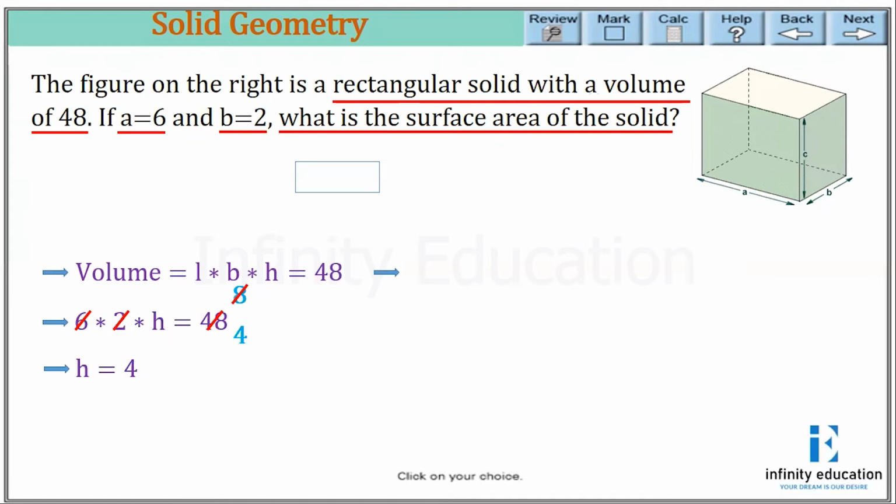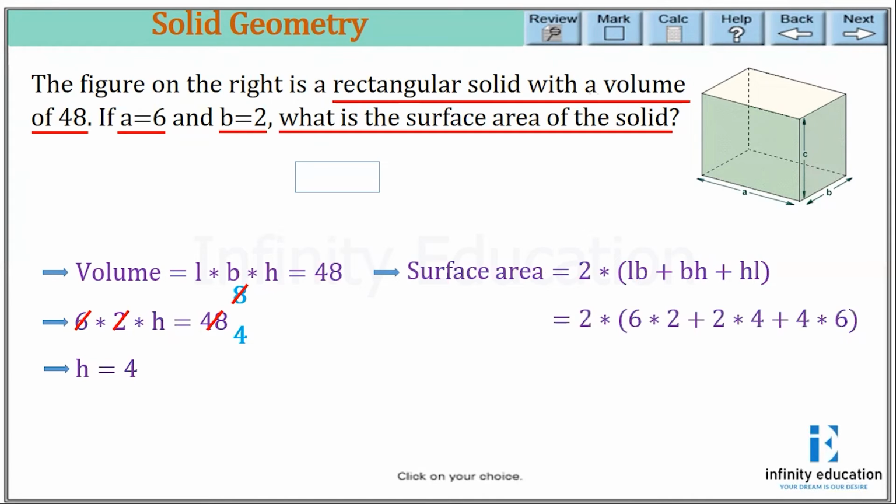So the surface area of the cuboid is 2 into (LB plus BH plus HL). That is 2 into (6 into 2 plus 2 into 4 plus 4 into 6). That is 2 into (12 plus 8 plus 24). That is 2 into 44 equals to 88. That is the answer to the question. I hope the question is clear to you.